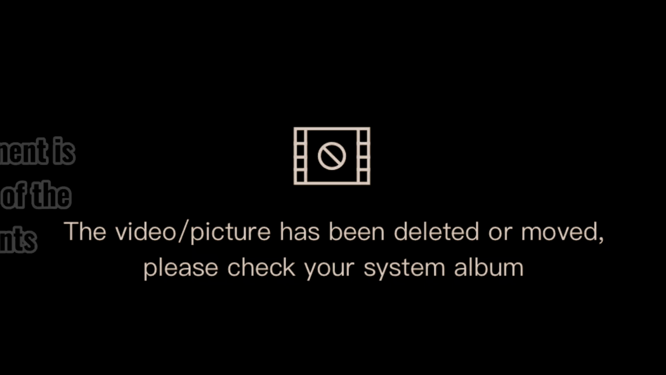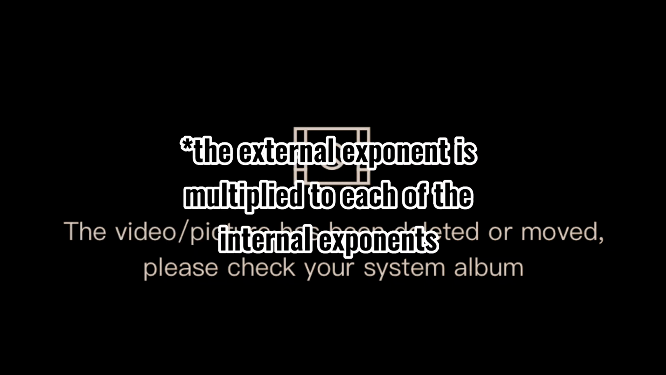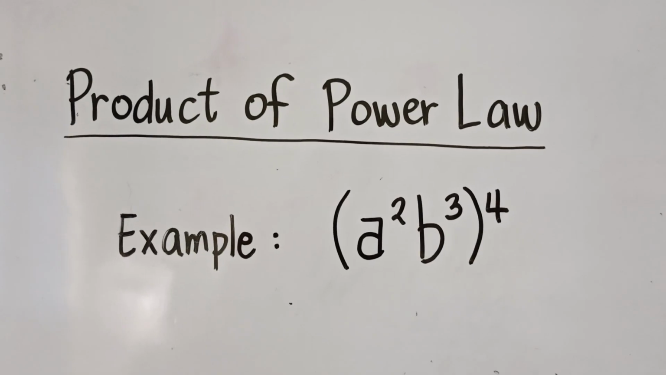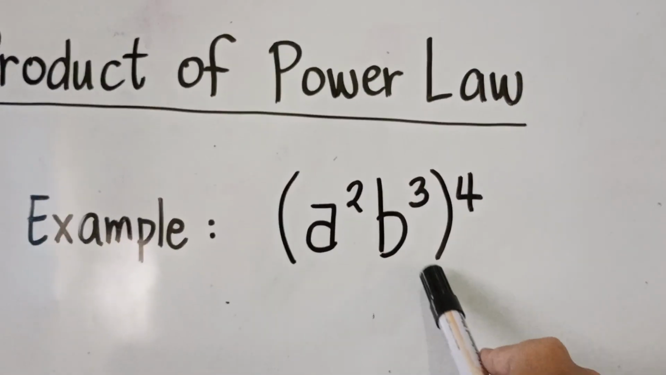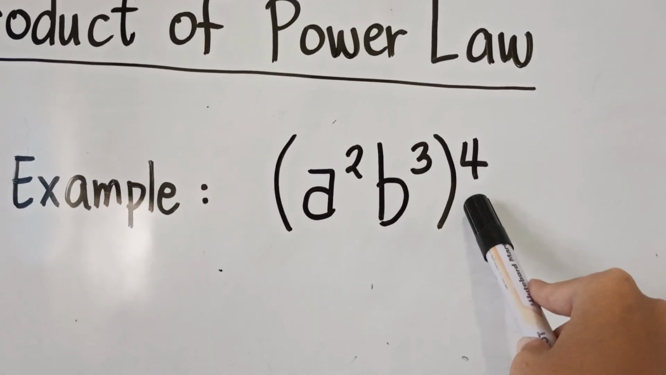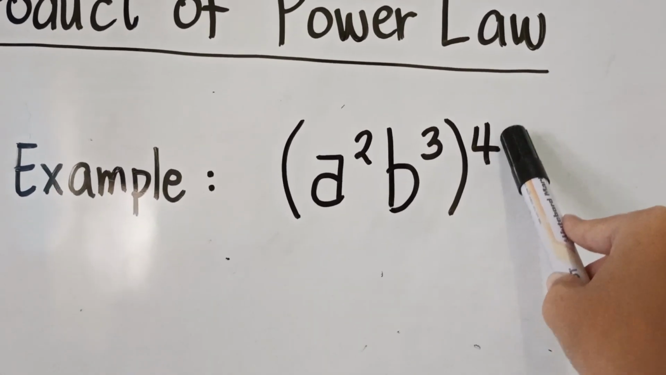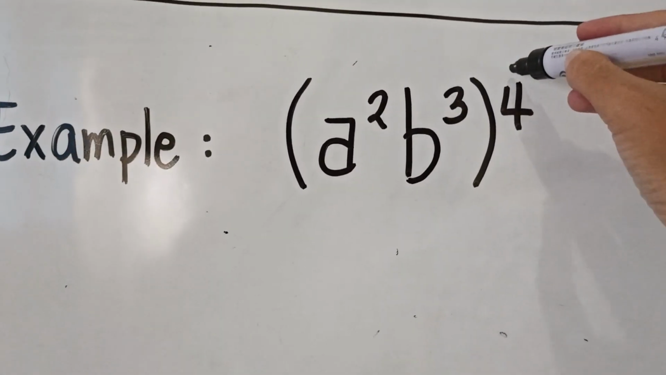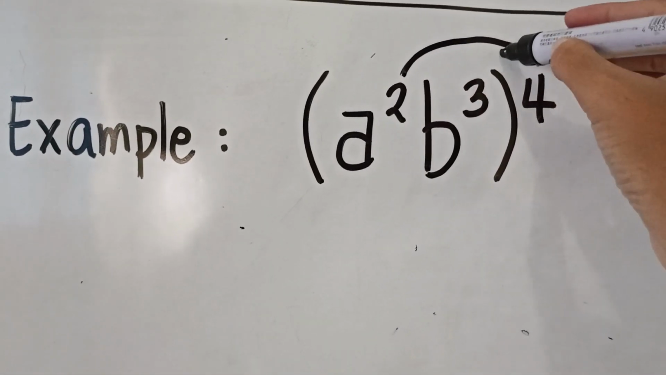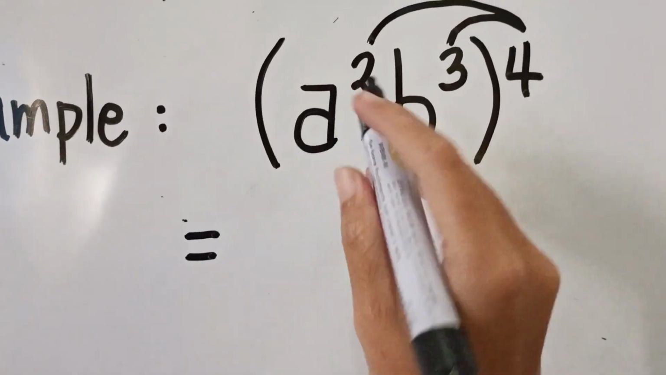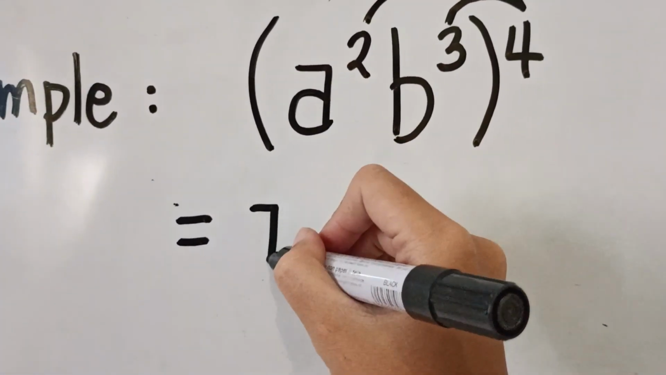Next one is product of power law. The external exponent is multiplied to each of the internal exponents. This is quite similar to power law. Example number 1, we have the quantity a squared b cubed all raised to the power of 4. As you can see, inside the parentheses there are two variables and two internal exponents. So the 4 needs to be distributed to the internal exponents, and we're going to use multiplication for this.